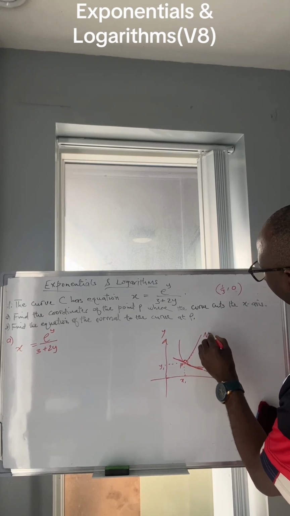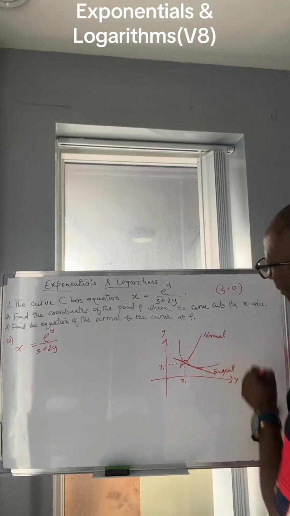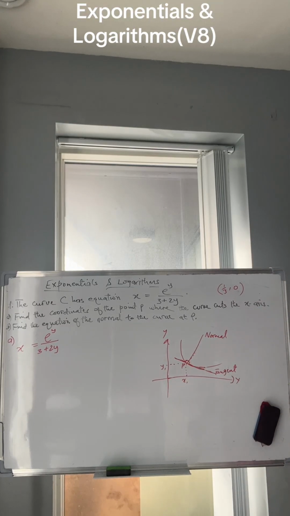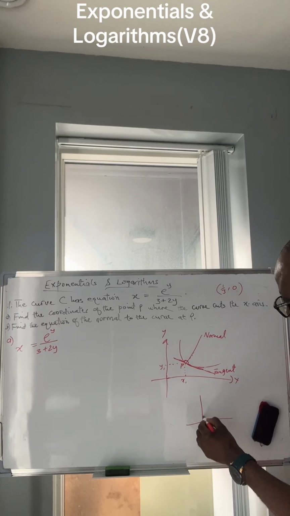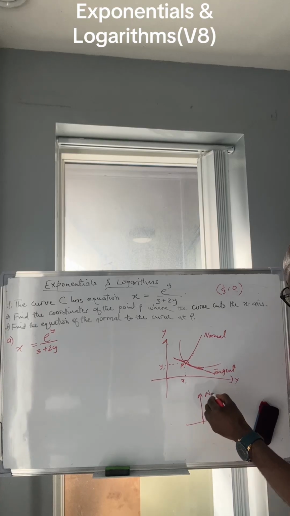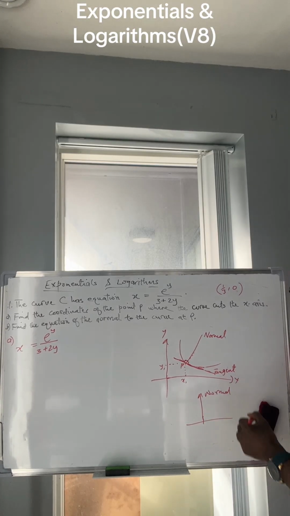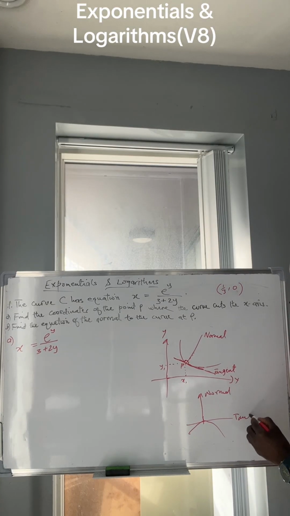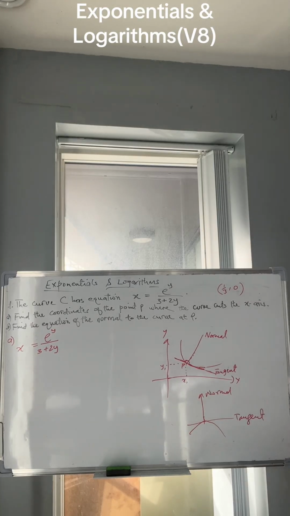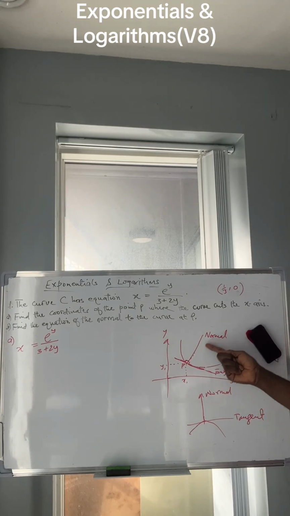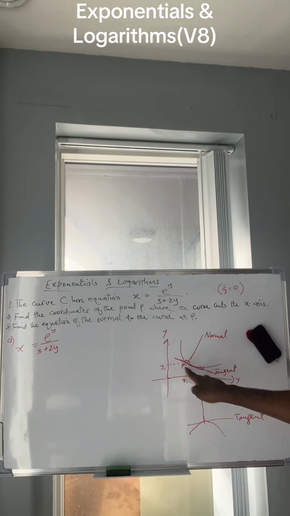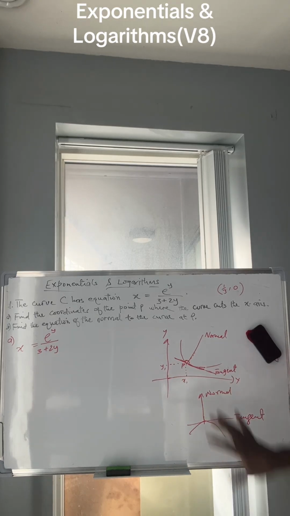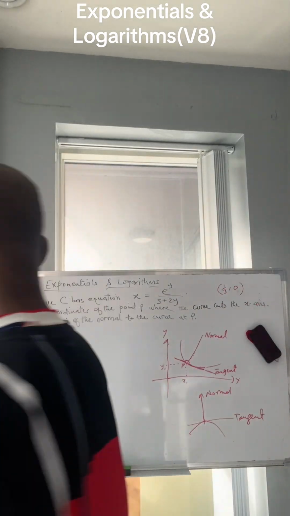So this is your normal line. Normal means perpendicular to this horizontal line. You have a line like this, so this is your normal. And if it's a curve, this is your tangent. Right? So you are looking at finding the equation of this normal that is perpendicular to the tangent line. That's what this problem is saying. So how do you go about that?